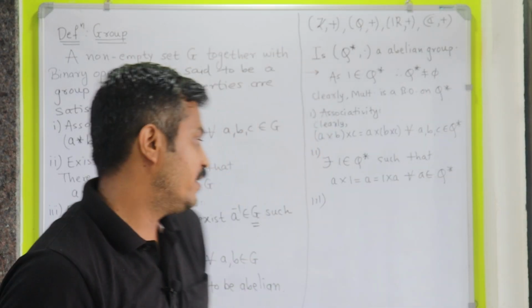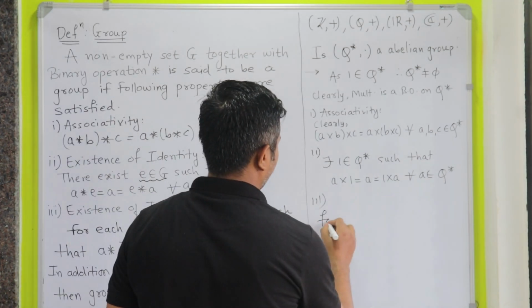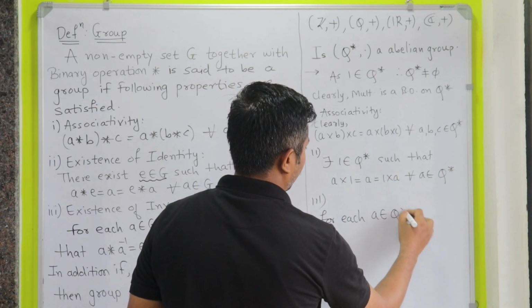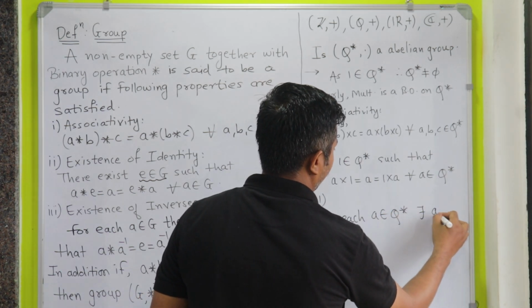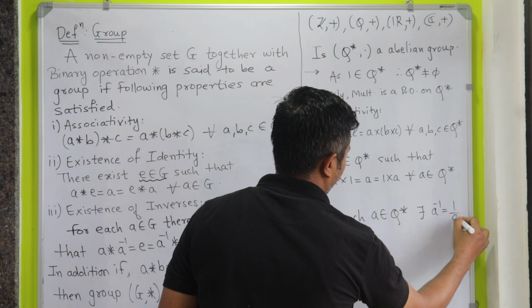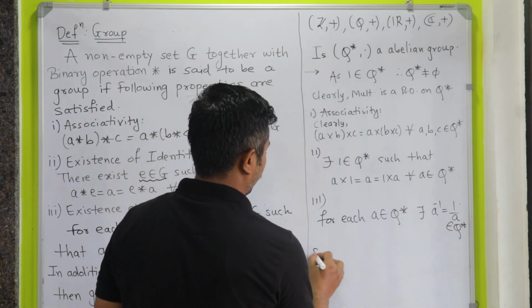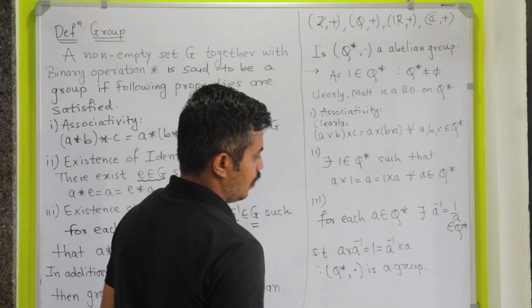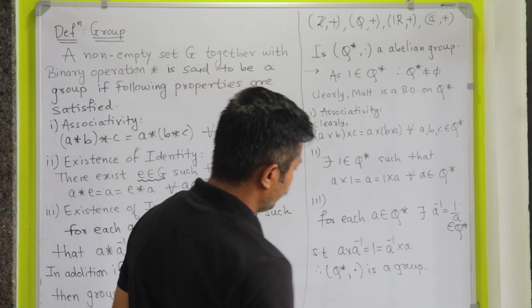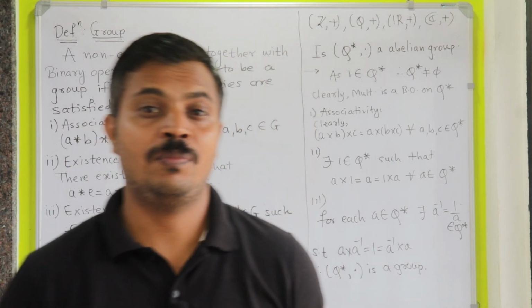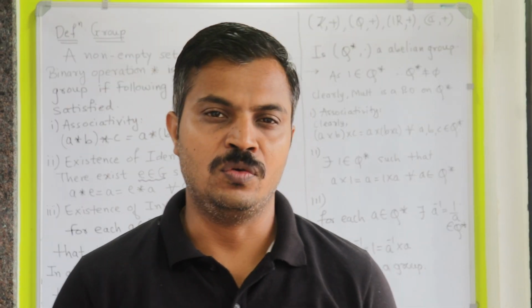Now what about the inverse? So what I will say here, for each A belongs to Q star, there exists, what is our A inverse? Yes, simply take the reciprocal, belonging to Q star, such that A × A inverse is equal to 1, which is equal to A inverse × A, and therefore this Q star with respect to multiplication is a group.